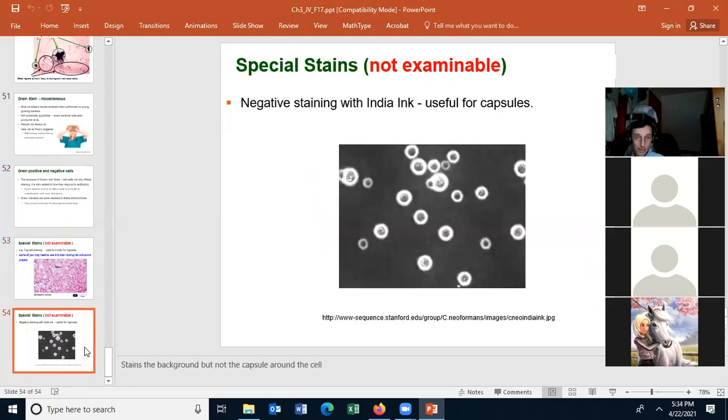India ink is another capsule stain. It's actually a negative stain. It lightly stains the cells and darkly stains the background, but the capsule does not stain with India ink. And so if you see this on the capsule stain, then you know your cells have a capsule. All right, any question about capsule stains?